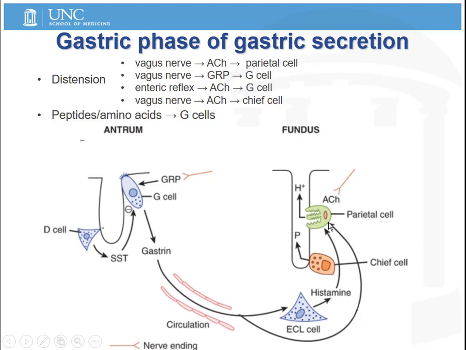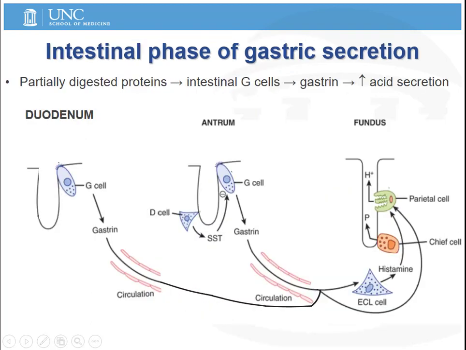In addition, distension also activates local reflexes. So local neurons release acetylcholine, which also acts on the G cells, causing gastrin secretion. And just like in the cephalic phase, the chief cells are also secreting pepsinogen. In addition, the presence of peptides and amino acids in the stomach also acts on the G cells, increasing the gastrin secretion even more. As chyme exits the stomach and enters into the intestine, the intestinal phase of digestion begins.